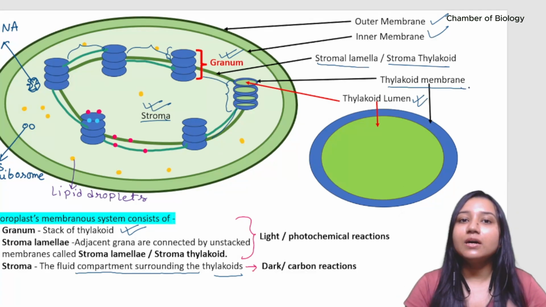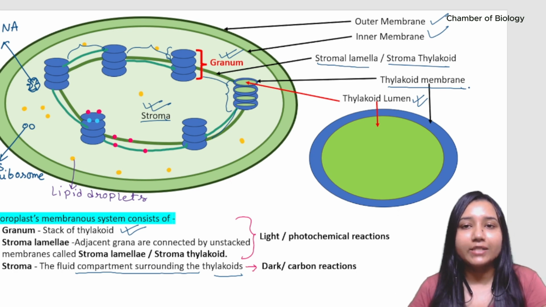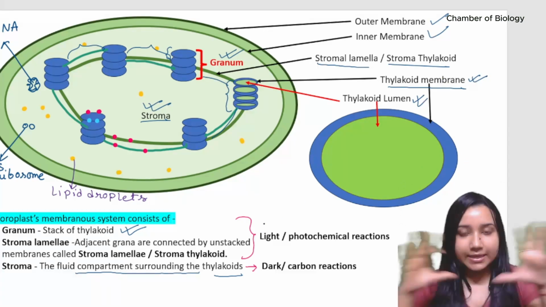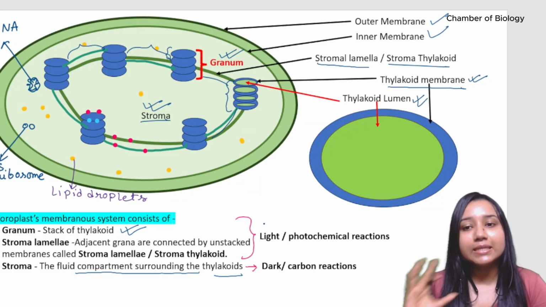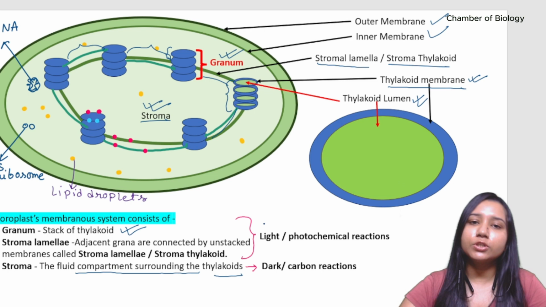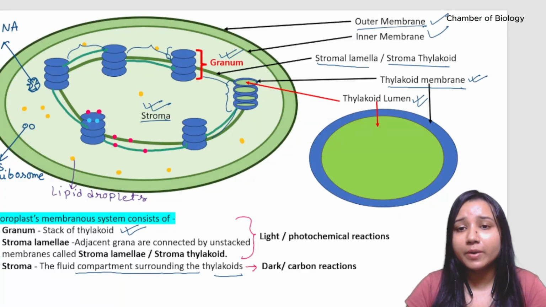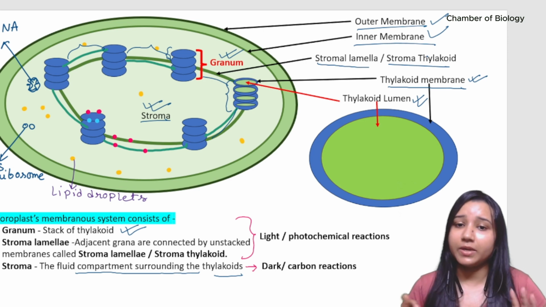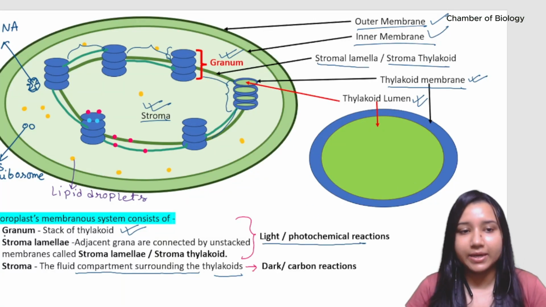So unlike the mitochondria, we will see the different kinds of photosystems or even the enzymes, all of these are going to be present in the thylakoid membrane. So the mechanism of photosynthesis is going to take place in the thylakoid membrane and the lumen portion, and you will see that stroma is also participating, but the outer membrane or the inner membrane are not participating.